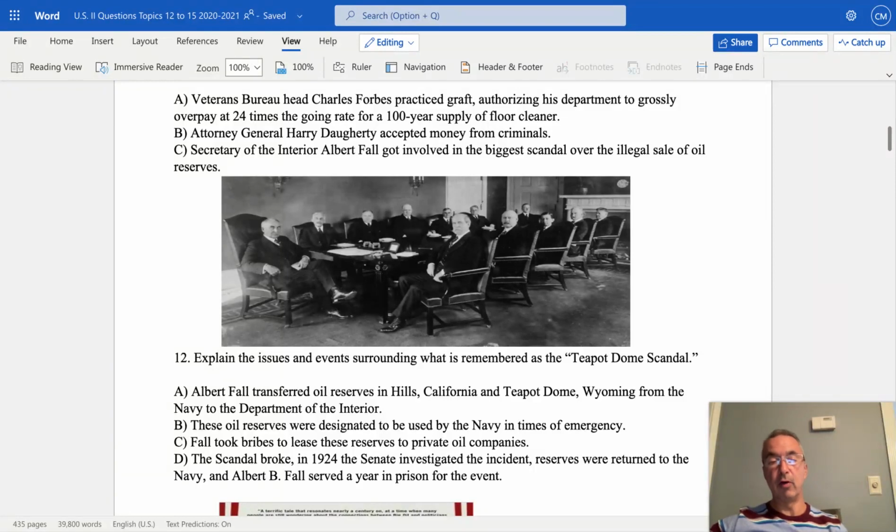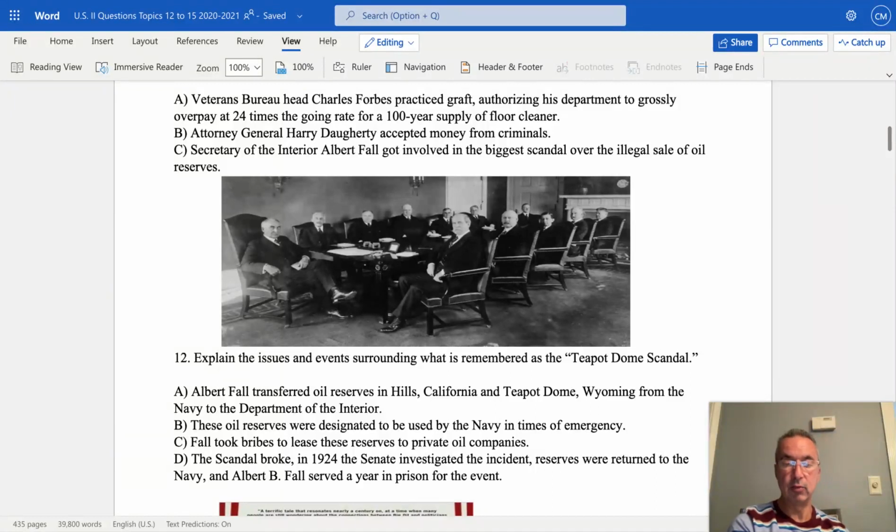Former President Theodore Roosevelt, after the Spanish-American War and leading up to World War I, felt that we should always have oil on hand just in case we got into a crisis or an emergency. The Navy Department was in charge of these oil reserves. So what Albert Fall did is he took control of them, took the oil that was designated for the Navy in times of emergency, and sold off the rights to the oil to private business people or private oil companies. And he took a big bribe in order to do so.